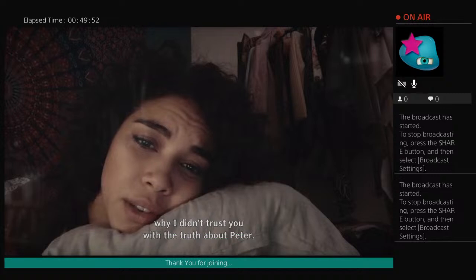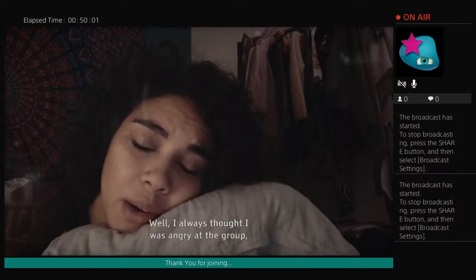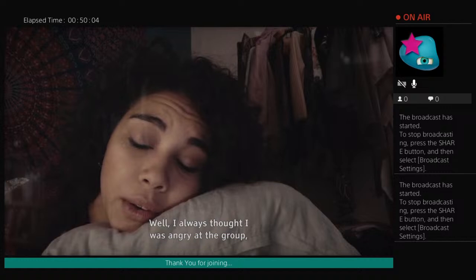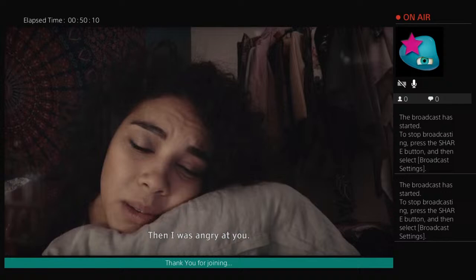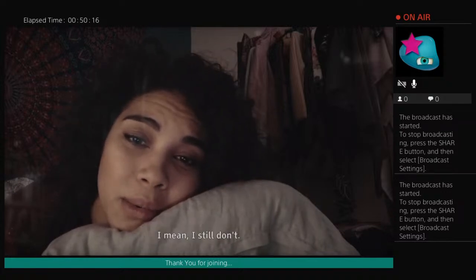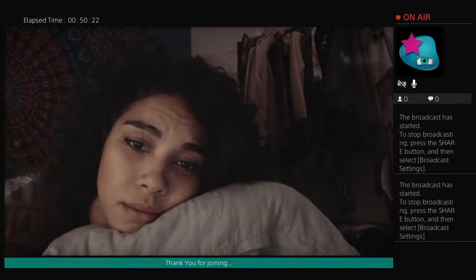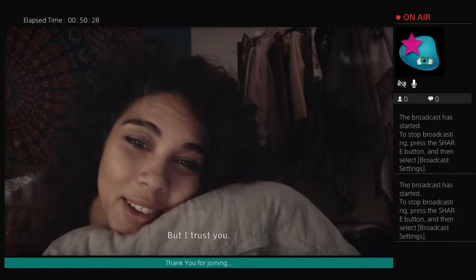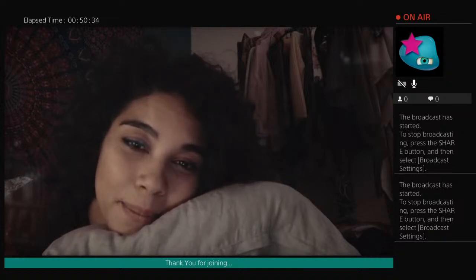Why I didn't trust you with the truth about Peter. Okay, search Peter. I always thought that I was angry at the group. Really, I was just angry at myself. And I was angry at you. I didn't want you coming in and fighting my battles for me, and I still don't. But I trust you. I don't want there to be any secrets between us.